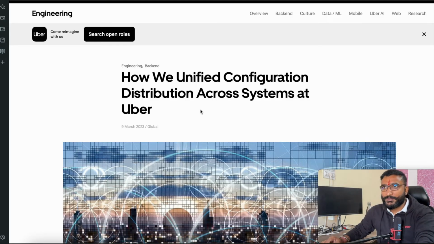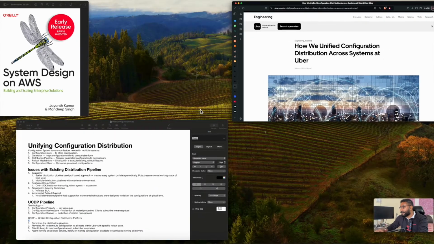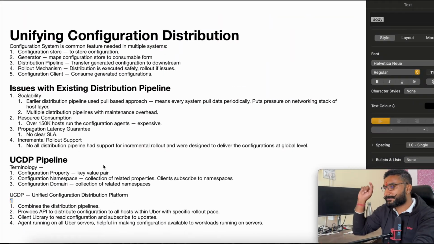We are specifically talking about the distribution pipelines here. First of all, we will discuss the different challenges, what the different terminology is, what the new architecture is, and how the configurations are deployed. So let's get started with the notes which I created as per my understanding.